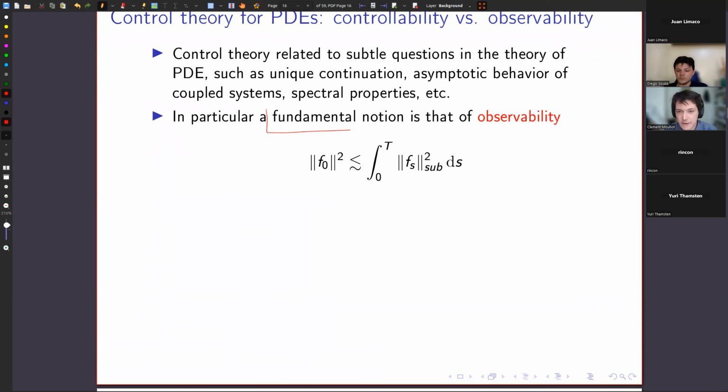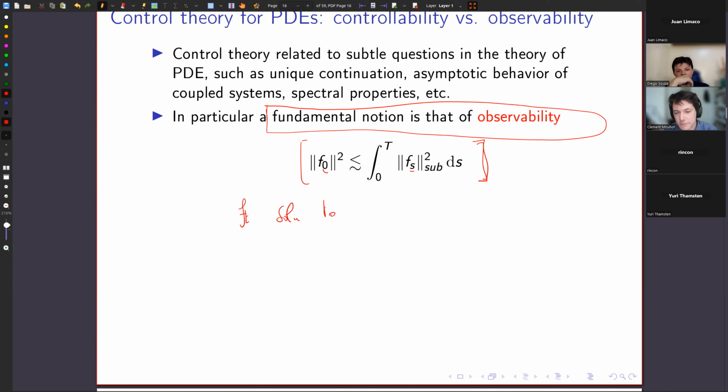So it looks like I'm looking at subcases of the controllability, but in fact, what I'm really looking at goes back to one of the two concepts I introduced in the beginning, that of observability. So imagine f, the time is the index. So f_t is a solution to a PDE, to the PDE I'm considering.